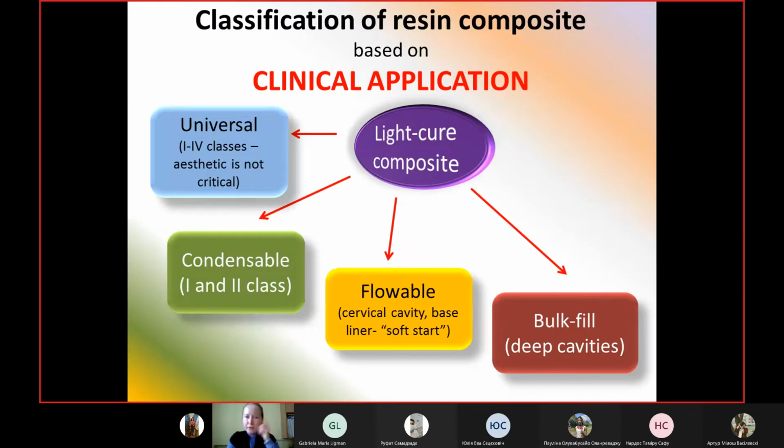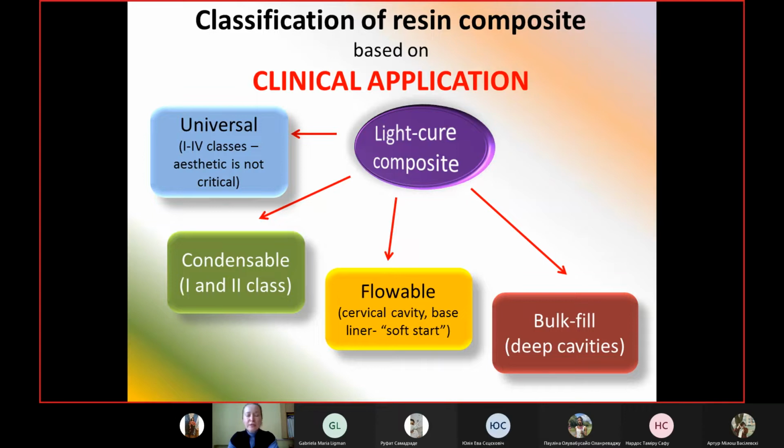Another classification of resin composites is based on clinical application. So light cure composite can be universal, used for one or four classes, aesthetic, in cases where aesthetics is not critical. Condensable composites are used for 1st and 2nd class cavities. It means that they are strong enough for 1st and 2nd class. They can stand occlusal forces. They can be used when it is necessary to restore a cusp even.